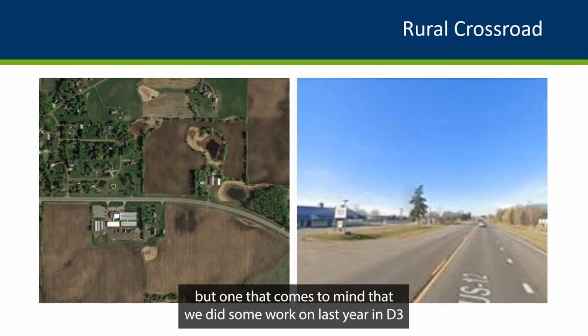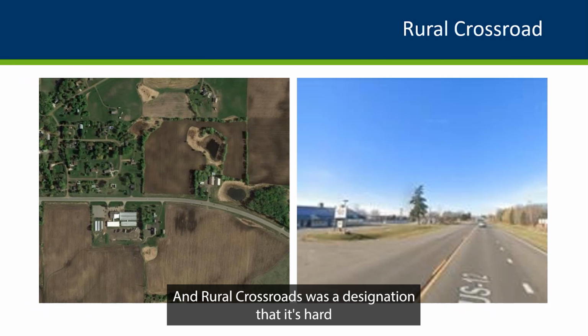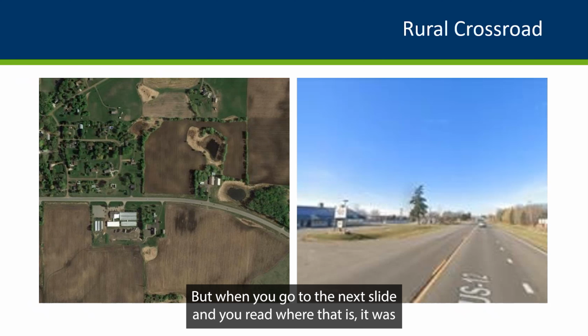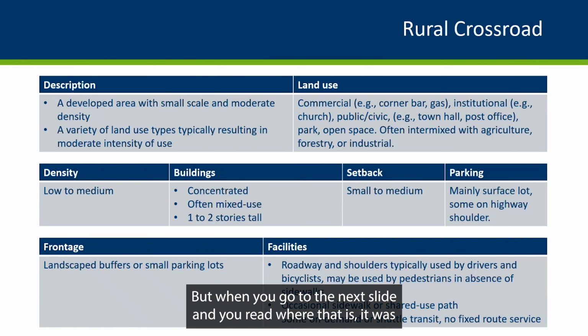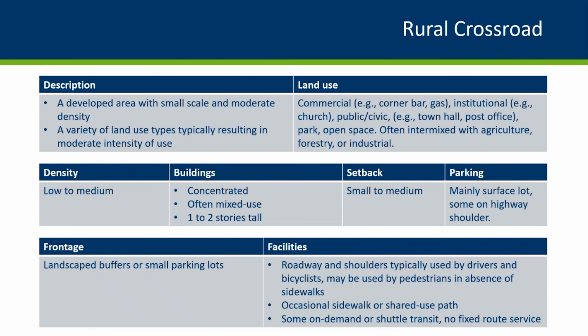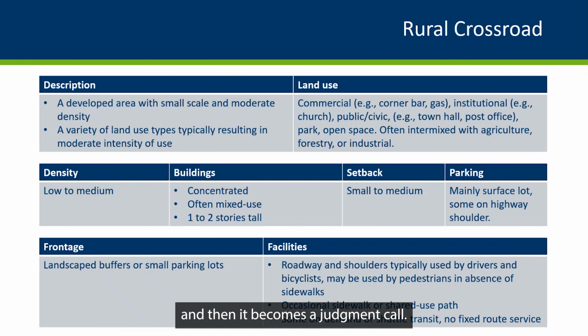The one that comes to mind that we did some work on last year in D3 would be Bertram. Say that again? The town is called Bertram. We kind of struggled with it, and rural crossroads was a designation that was hard for me to wrap my head around, and I was reluctant to use it. But when you go to the next slide and you read where that is, it was less farming, slightly more commercial. So how to differentiate this between rural and natural becomes a judgment call.